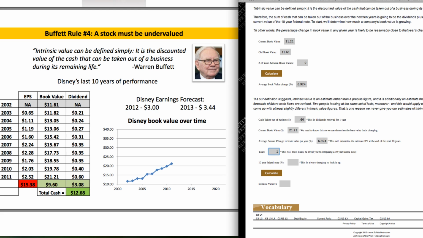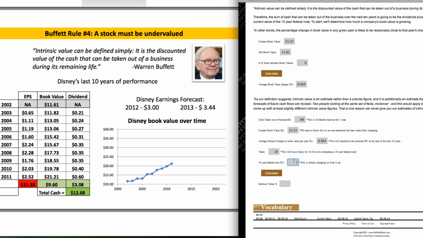Okay, so the years, we're going to go ahead and use 10 years because we're going to be comparing this to a 10-year federal note. Okay, although you used 9 years on the top calculator, that has nothing to do with the bottom calculator. That top one is just how many years were between your two book value figures. Down here, this is a completely different number that has nothing to do with your top number, so don't let that confuse you. You're almost always going to put 10 years in here, especially if you're comparing it to a 10-year federal note, which we are.